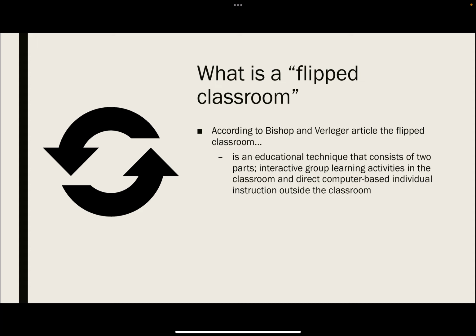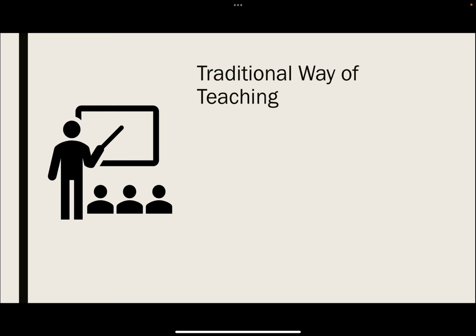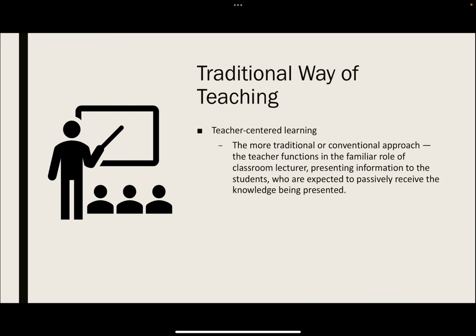In order for us to really know what a flipped classroom looks like, we have to think about the traditional way of teaching a class. So what is the traditional way of teaching? It is teacher-centered learning. The more traditional or conventional approach takes the teacher as the familiar role of the classroom lecturer, presenting the information to the students who are expected to passively receive the knowledge being presented.